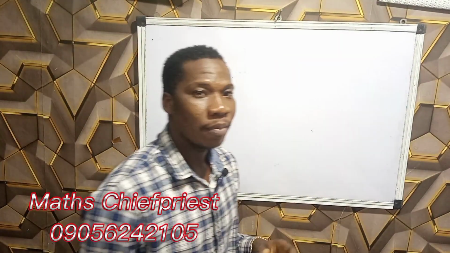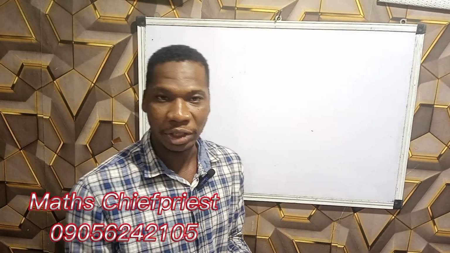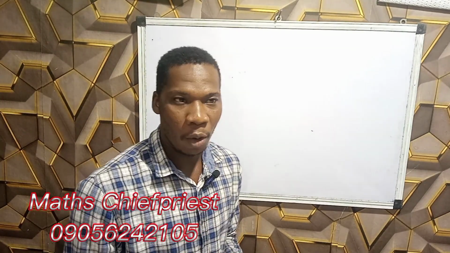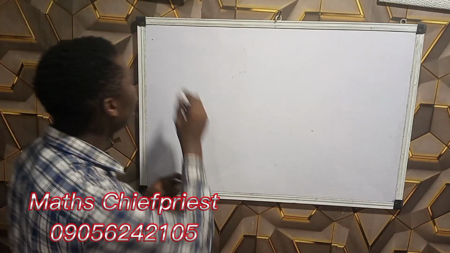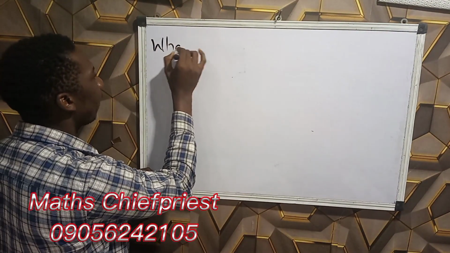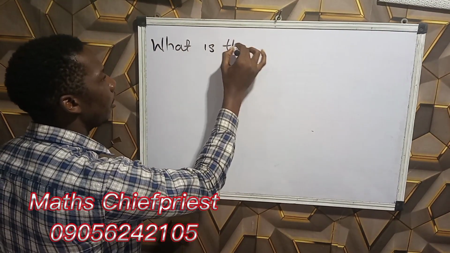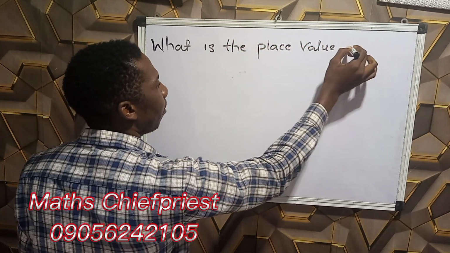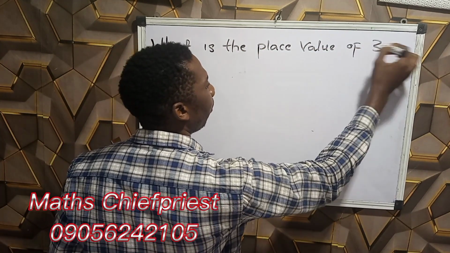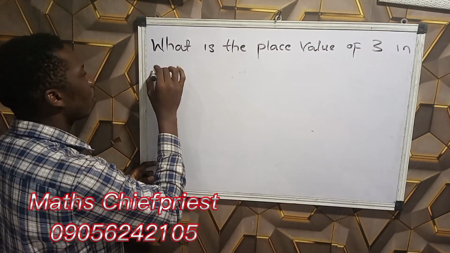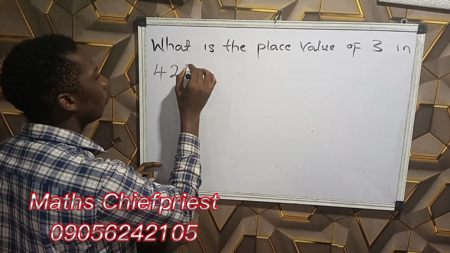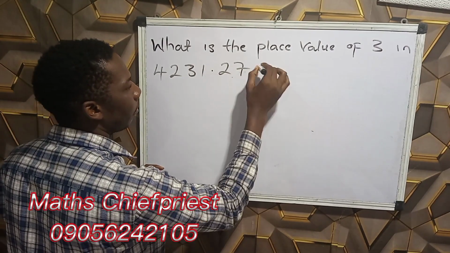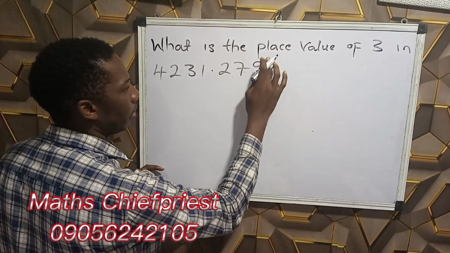Today's topic is going to be on numbers and numeration. In numbers and numeration we have many varieties, but today we're going to pick on place values. For example, what is the place value of 3 in 4231.279?